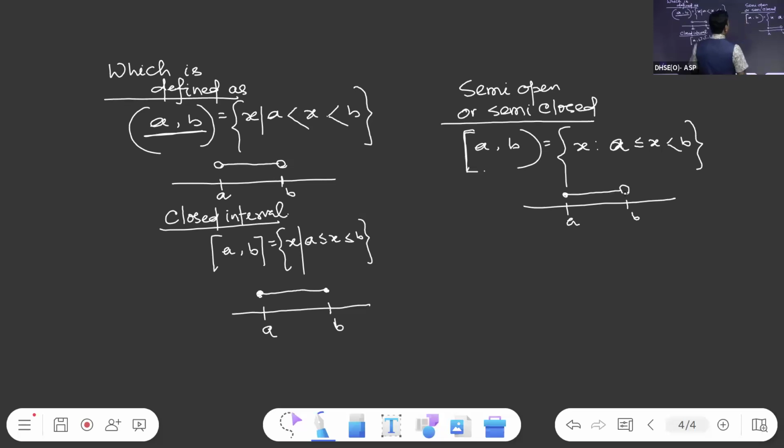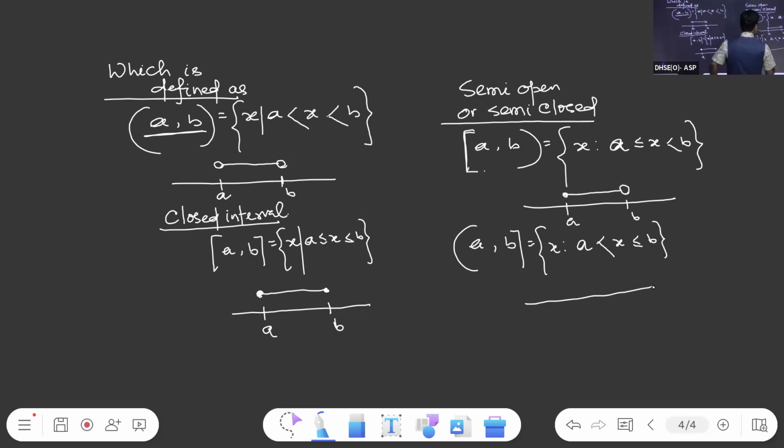Okay, similarly, a open, b closed is the set of all x such that a < x ≤ b. a excluded, b included. Put a hollow circle over a and a filled circle over b. So, a open, b closed.